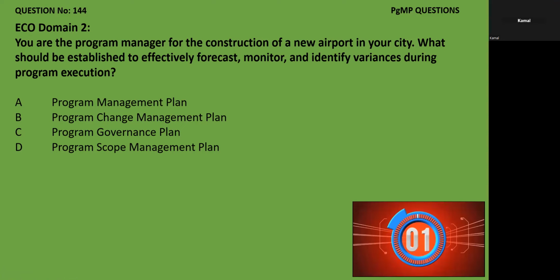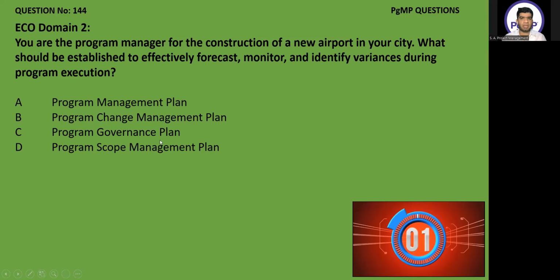The question keywords are forecasting, monitoring, and identifying variances during program execution. Change management plan is specifically for changes that may arise during the execution. Scope management plan is created to define the actual scope of the whole program. Governance plan is something else. It is a high-level plan to govern the whole program and its sub-programs and projects. So the best option is program management plan. Good, that explanation is okay.